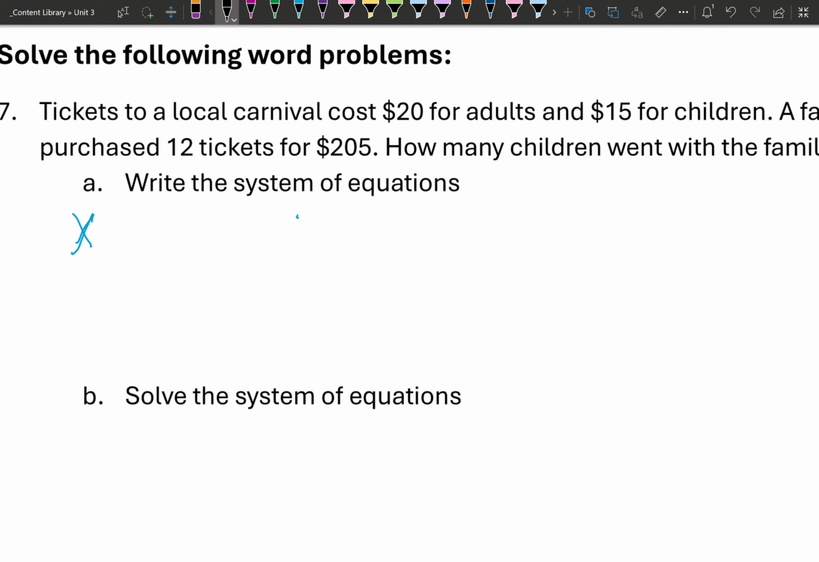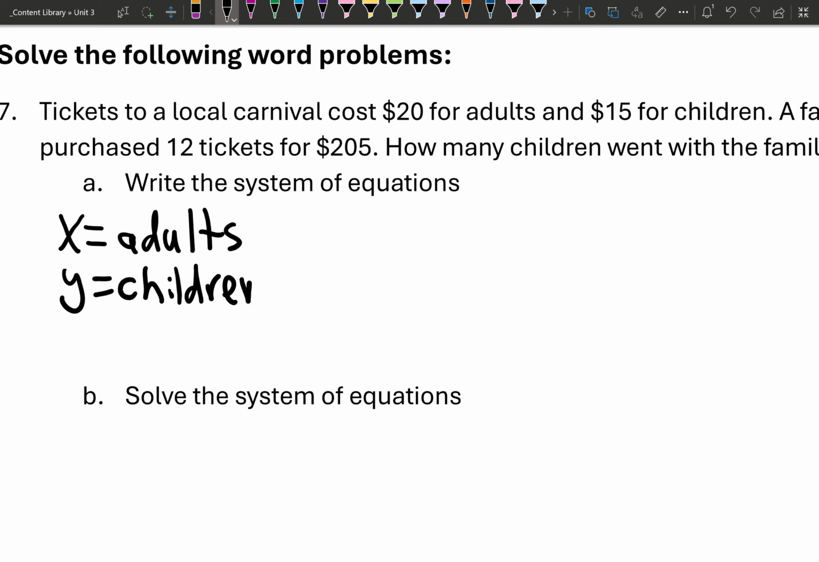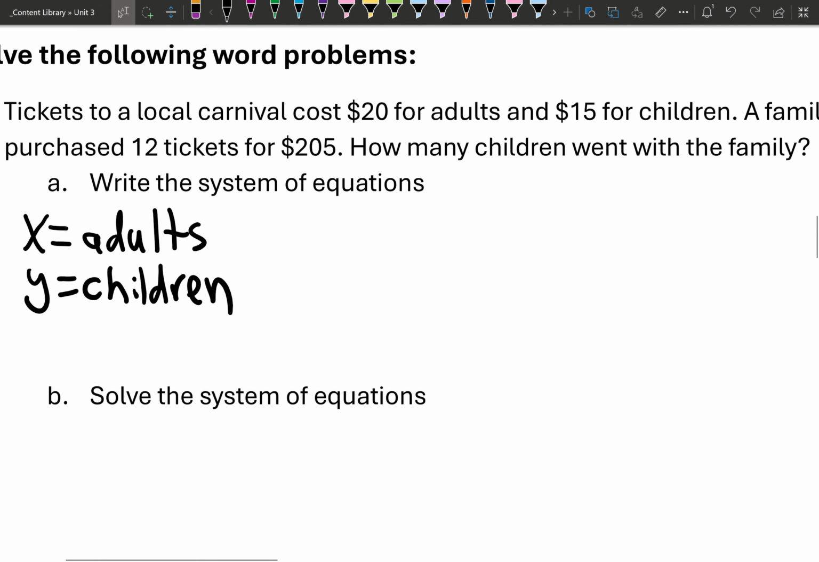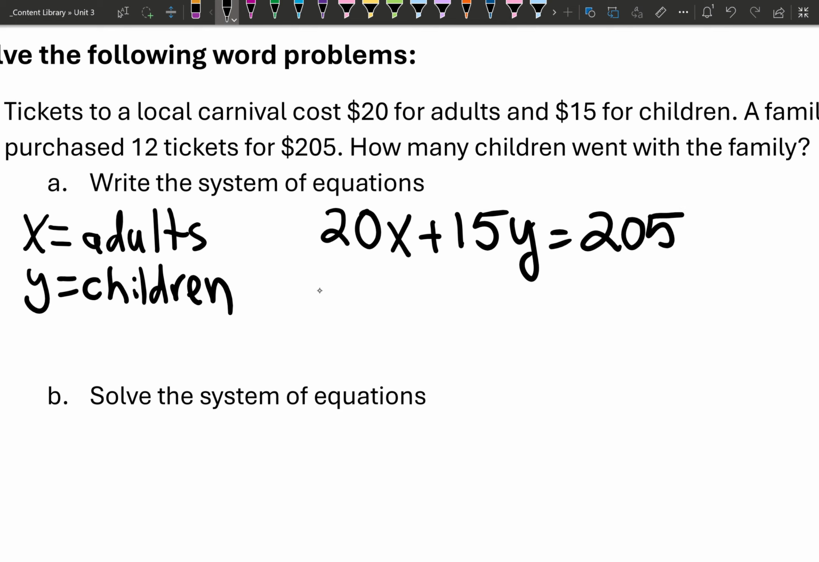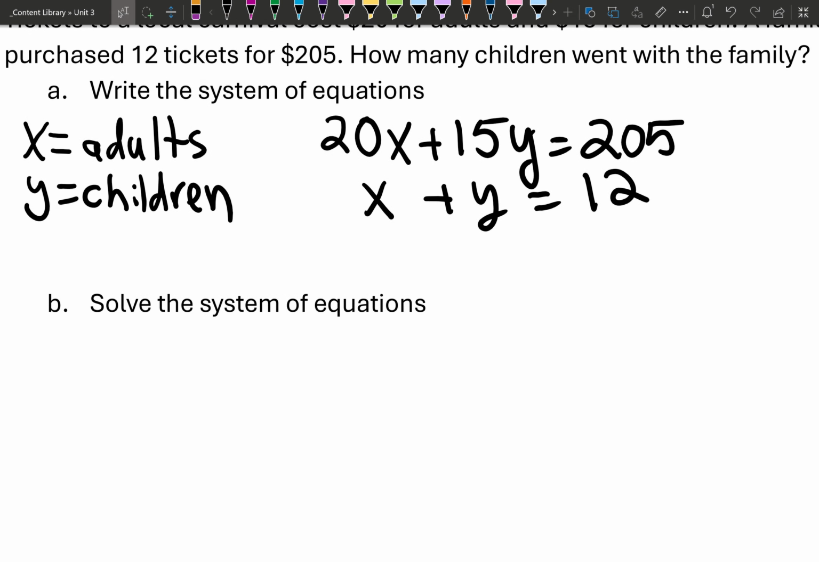Okay, I changed to a black pen. All right, x equals adults. Y equals children. Okay, so let's talk about cost first because that's the first piece of information I'm given. So we got 20 for adults, 15 for children for 205. And in total we had adults plus children equals 12 people. Sweet. Let's solve the system. Okay, I'm going to rewrite it.